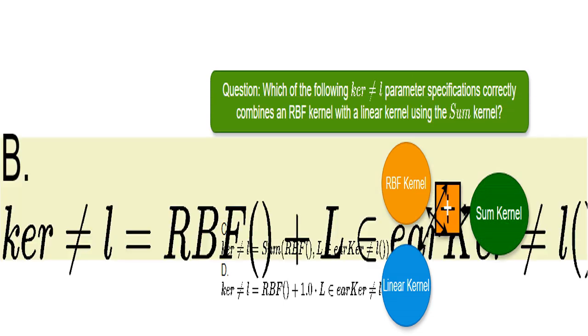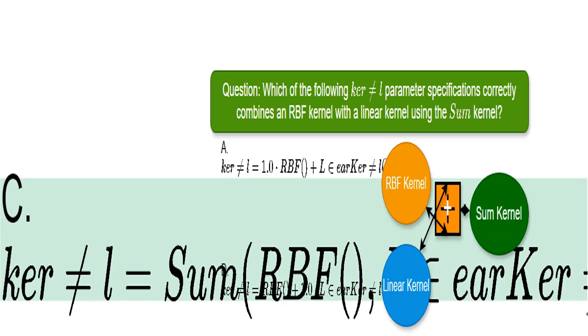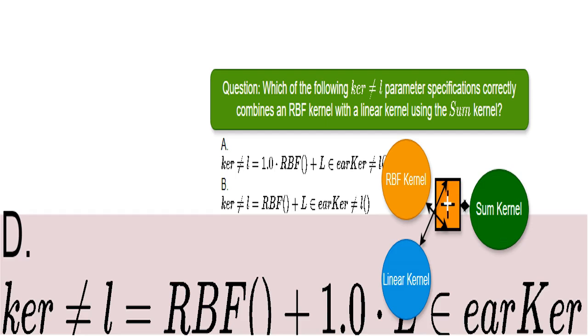This is a shorter version of option A. I'm directly adding the kernels without any scaling. It still works perfectly. This is the most explicit way. I'm using the SUM class directly to combine the kernels. This makes the code very easy to understand. Similar to A, this code works. I'm scaling the linear kernel this time and adding it to the RBF kernel.